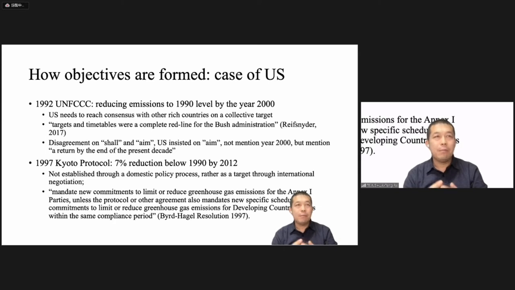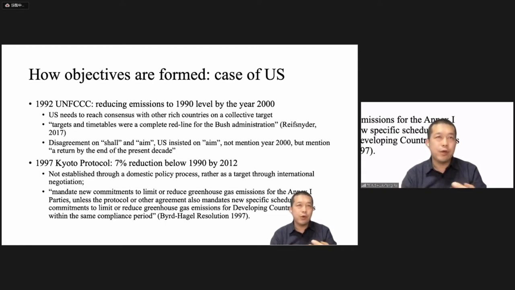But at that moment, the United States was very much against this idea of setting a target and a timetable. One of the negotiators in the United States delegation said, and we quote here, targets and timetables were a complete red line for the Bush administration. Which means that 30 years ago, the United States did not accept any target and timetable for itself.